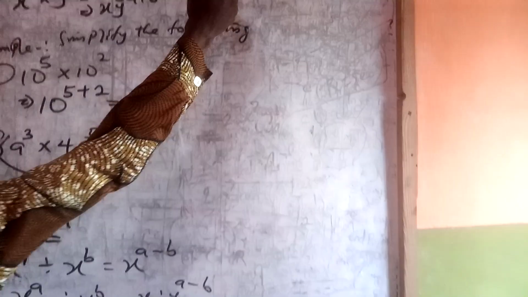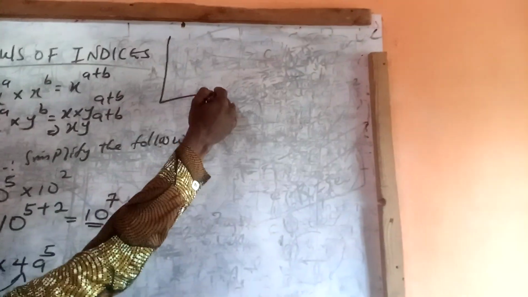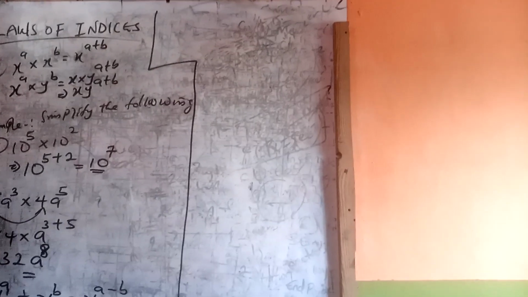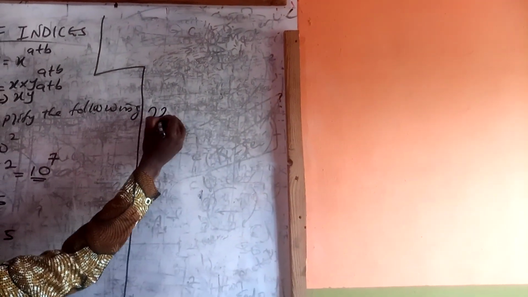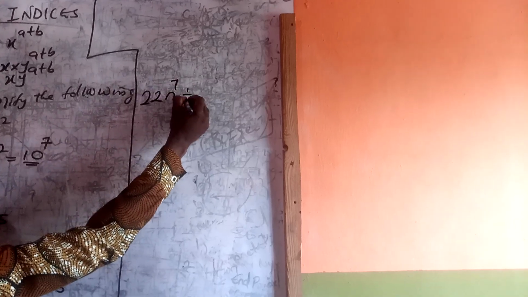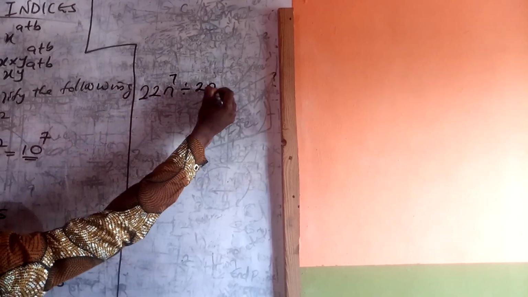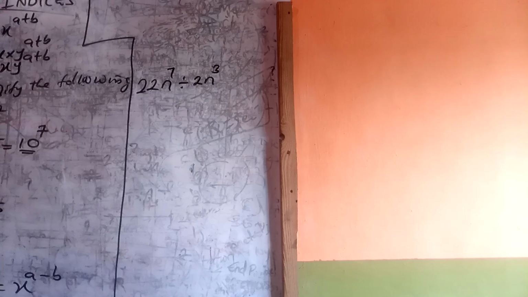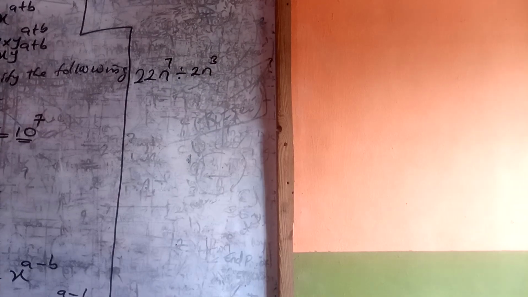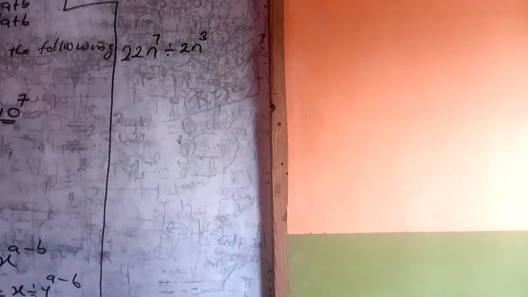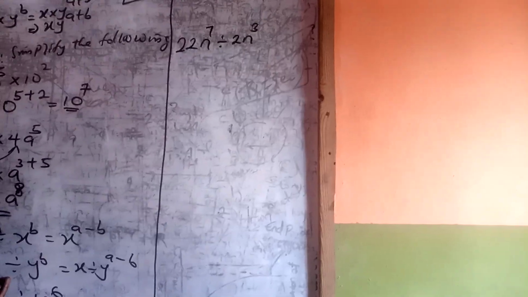Then another example on this, that is when they are not having the same base. They have 22n raised to power 7 divided by 2n raised to power 3. Now if you look at this second example, you discover that it looks exactly like the other subsequent law under the division law of indices.